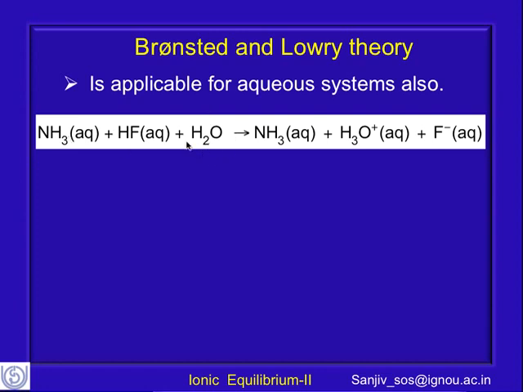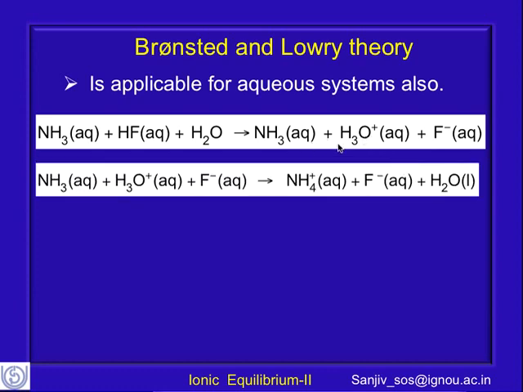So if this reaction takes place, what do I get? Ammonia, HF and water react together. Just to simplify, we're putting it like this: ammonia stays as such, and these two react together. That means HF gives a proton which is taken up by the water molecule, so that becomes the hydronium ion, and this becomes F minus. That is the first step, just to make things easy to understand.